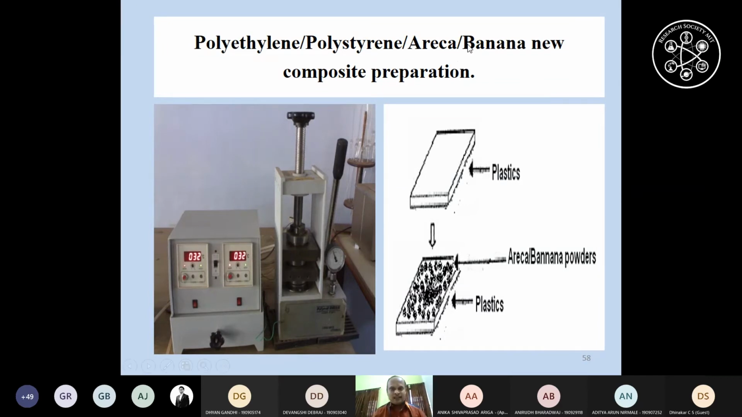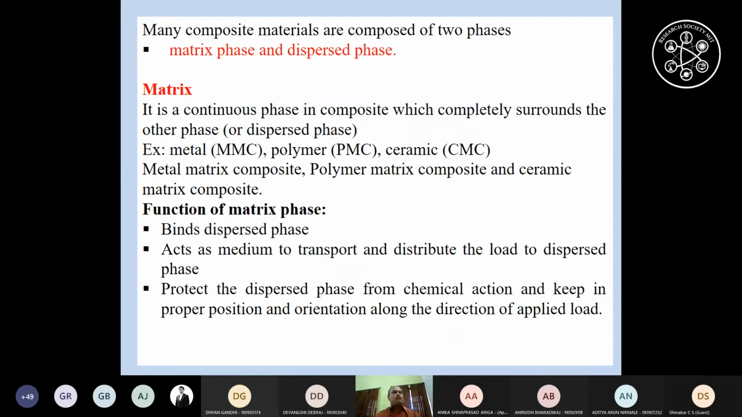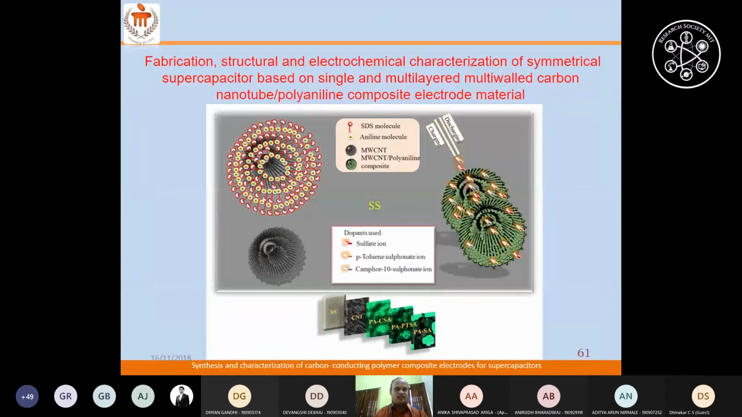So whatever areca and banana fiber, it will go into the polyethylene and polystyrene. Why we did this work was to see whether the polyethylene and polystyrene degrade or not. But of course it doesn't degrade. The reason behind that is it's a hydrocarbon, there will be no further hydrolysis. That's why polyethylene and polystyrene don't undergo degradation at all. That's why the government banned polyethylene plastics. Okay, these are the things you might have studied in composites. What is the matrix phase? What is the disperse phase? I'm not interested to discuss that.